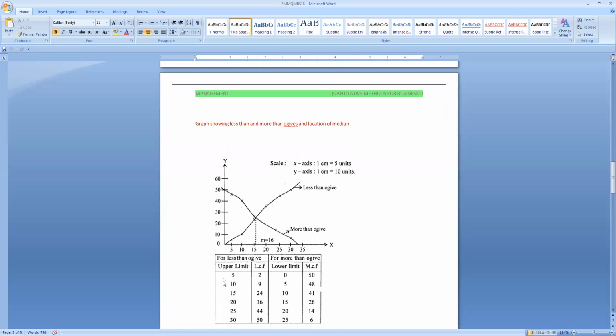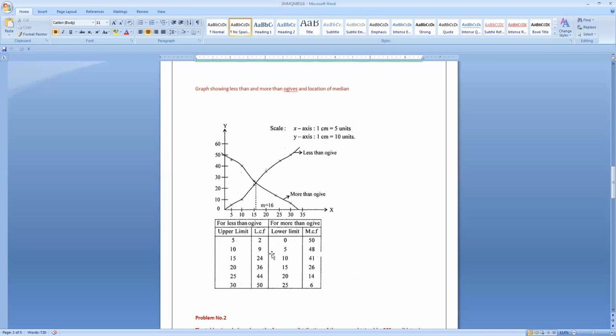So here we have taken the graph, with the class intervals on the x-axis and the cumulative frequency values on the y-axis. Here we have started from 0 to 5, 5 to 10, 10 to 15, 15 to 20, 20 to 25. All these are class intervals. And here we have taken the scale: on the x-axis 1 centimeter equals 5 units, and on the y-axis 1 centimeter equals 10 frequencies.